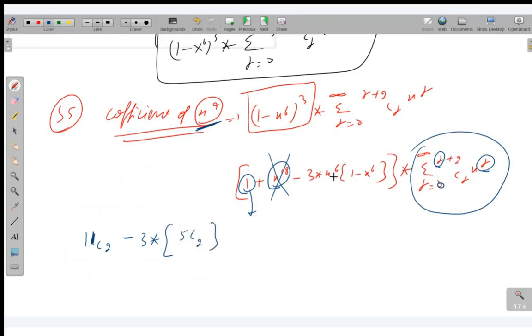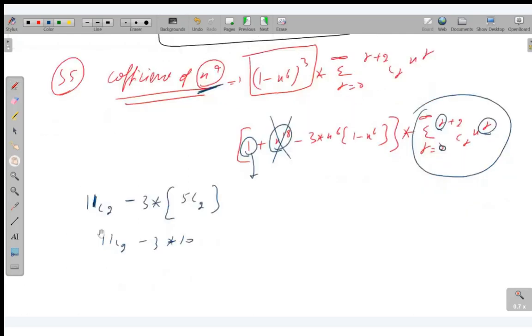Then x power 6 into x power 6, that is x power 12. Obviously x power 12 is more than 9, so I will leave that term. So finally this is my answer. So 11c2 minus 3 into 10. 5c2 is 10. 11c2 is 55. 55 minus 30, 25 is the answer.